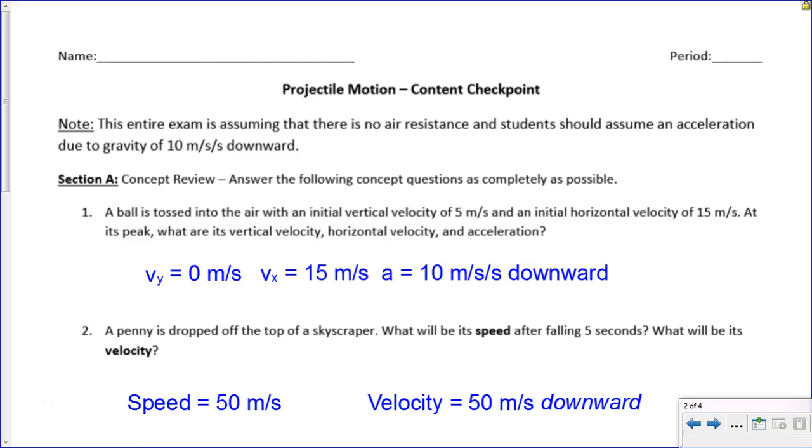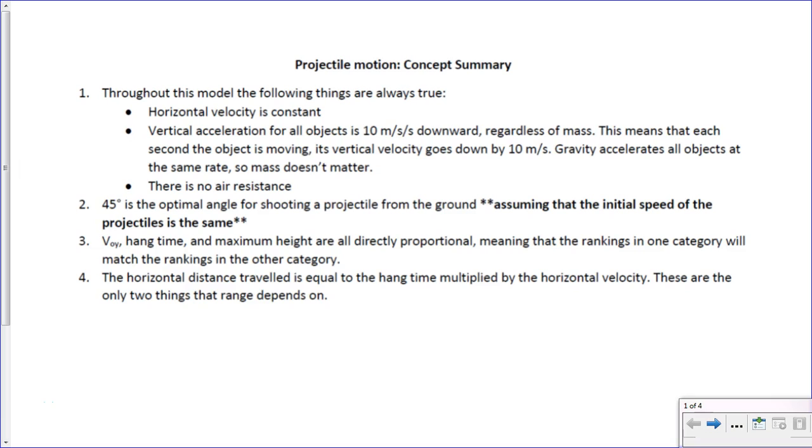This video will be discussing the content checkpoint for the projectile motion unit. Before we get started on talking about these concepts, I want to take notice of this concept summary that I've put out. I have on here listed 4 main points that I think it's important to understand when you go into doing these problems. So the first thing is, there are some things in this unit that are always true.